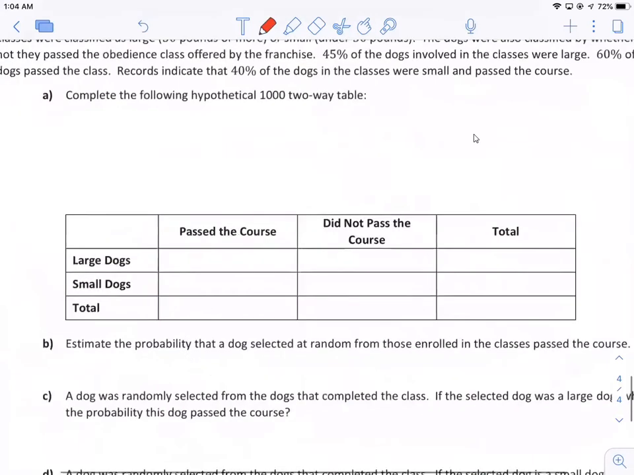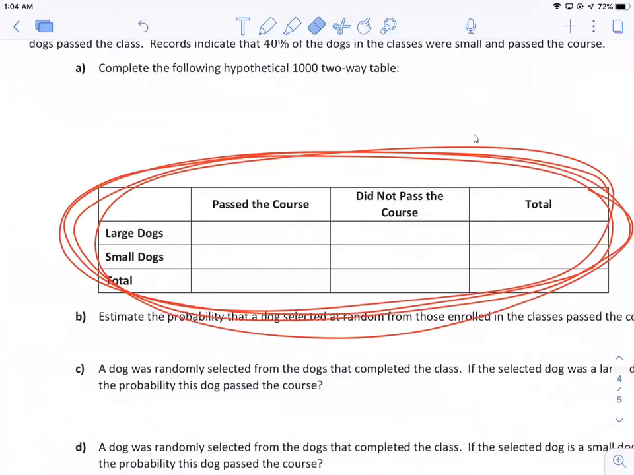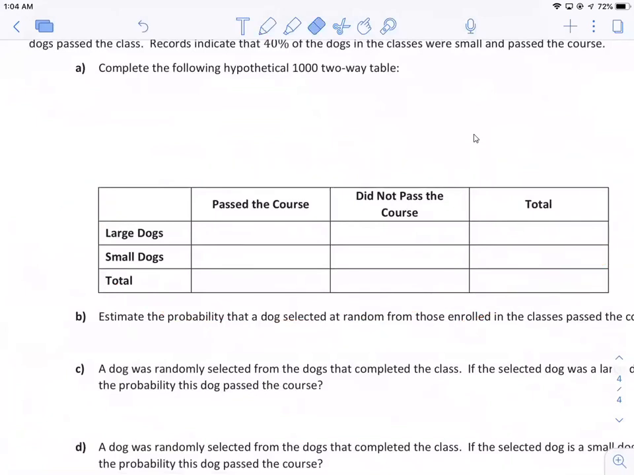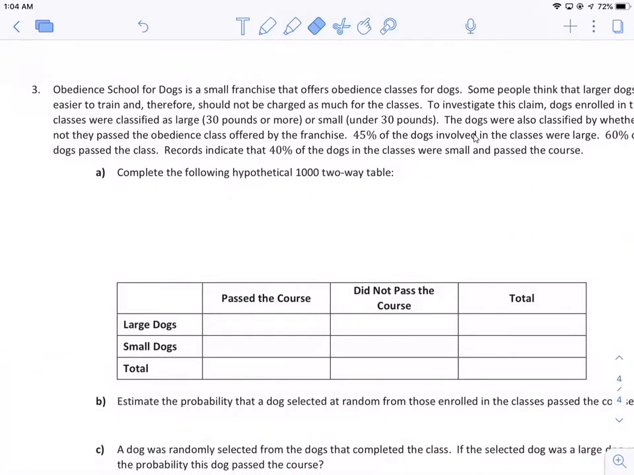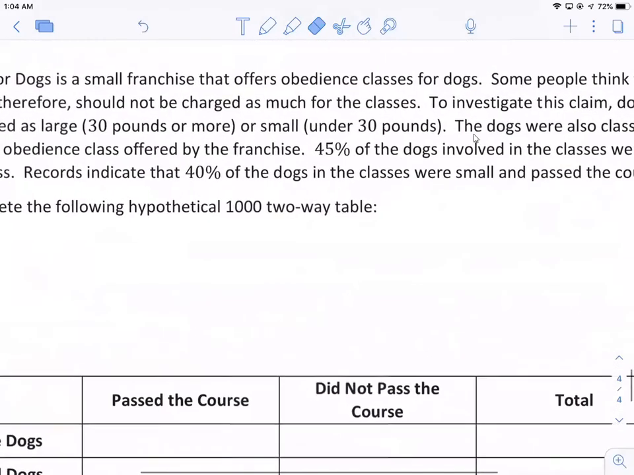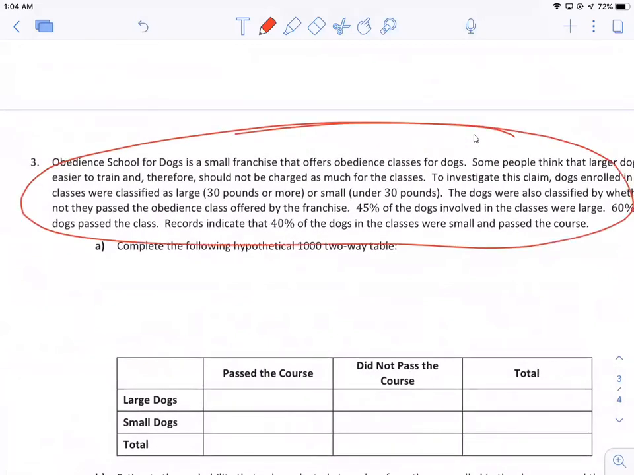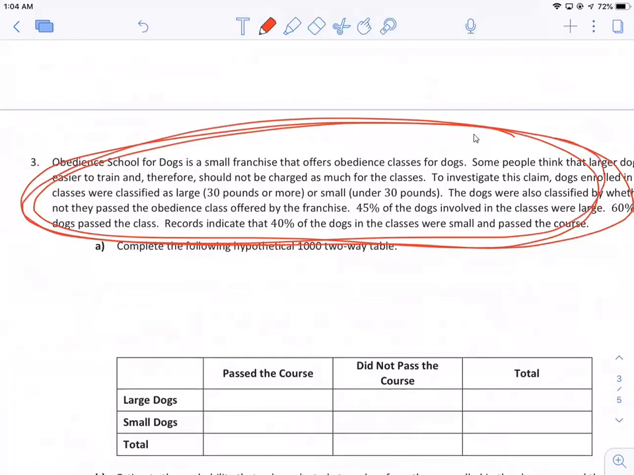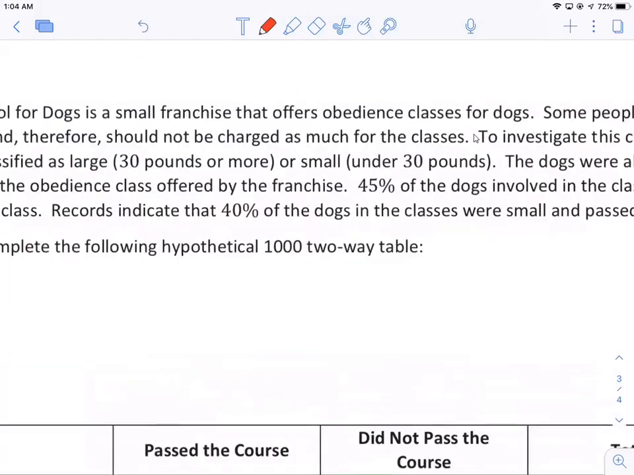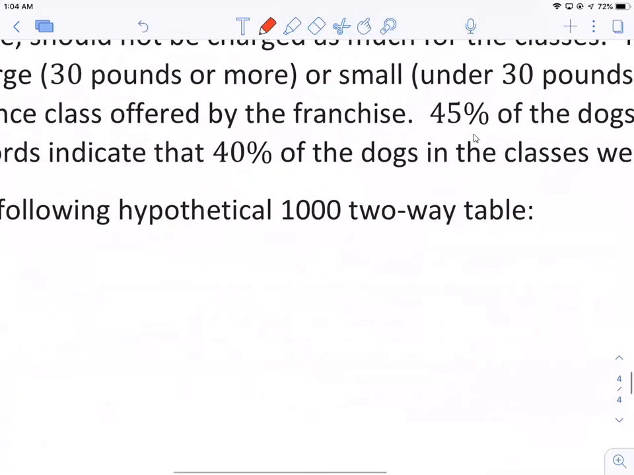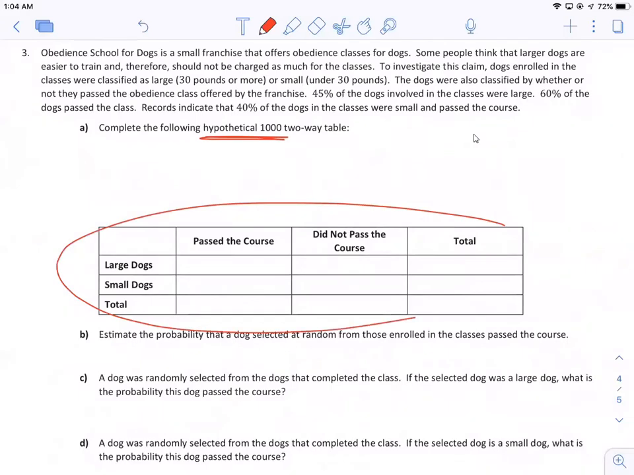So we could definitely fill in this table down here with percentages, right? But a lot of times you don't want to use percentages. Sometimes you just use some pretend numbers, and that's what we're going to be doing here. We're going to be completing a hypothetical 1,000 two-way table. So in the original scenario, we had no idea how many actual dogs were involved. There could have been 100 dogs that took this class, or there could have been 1,000,000 dogs that took the class. But what we're going to do is complete a hypothetical 1,000 two-way table. And sorry, by the way, what we're doing, these are called two-way tables.